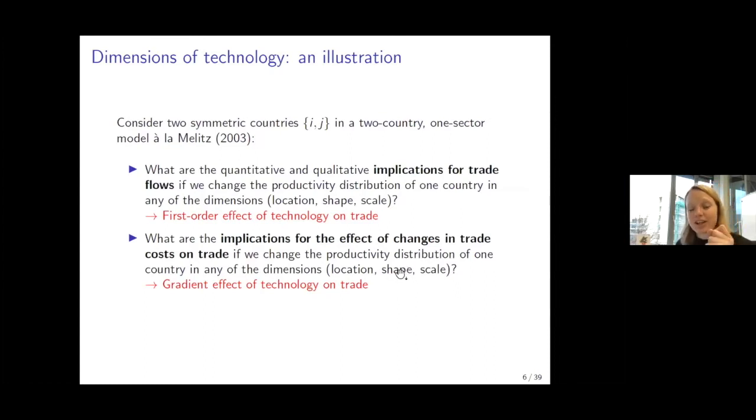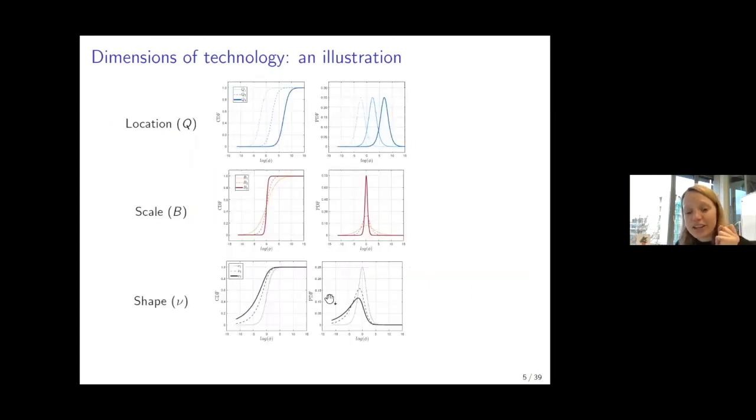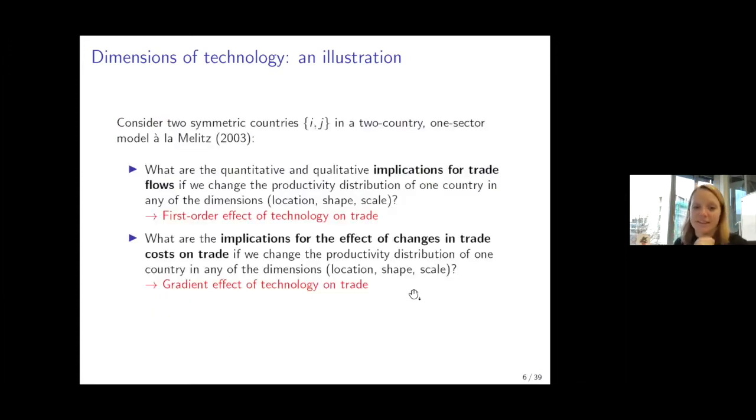And we want to check out if these very easy and straightforward ways of how distributions might vary in this model already matter qualitatively and quantitatively. Throughout my talk, so here in our toy model and also later on in the real model with the real data, we want to look at two versions of the role of technology for international trade.